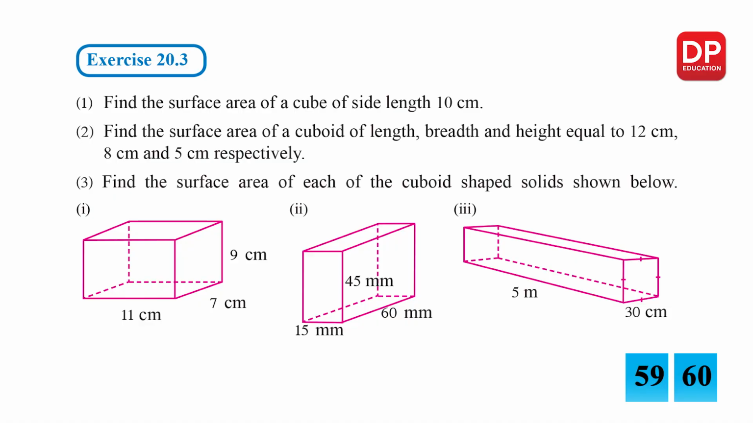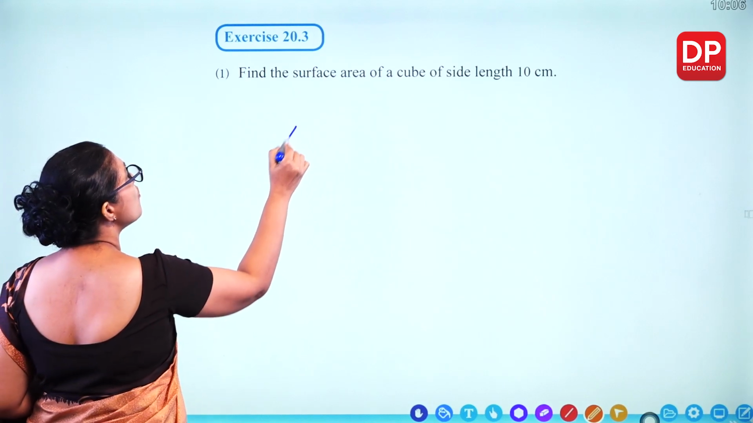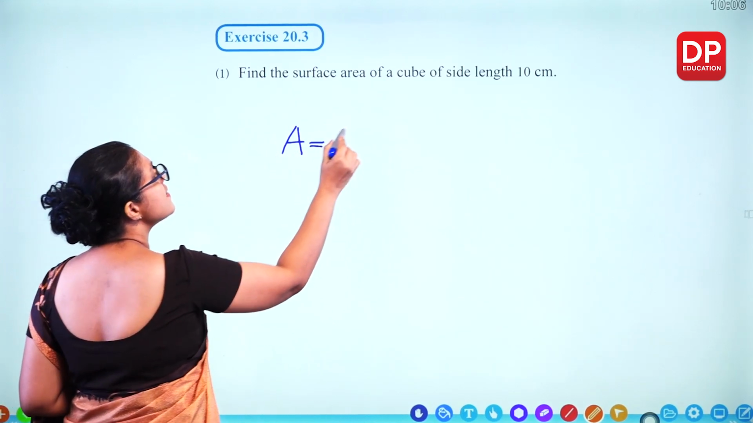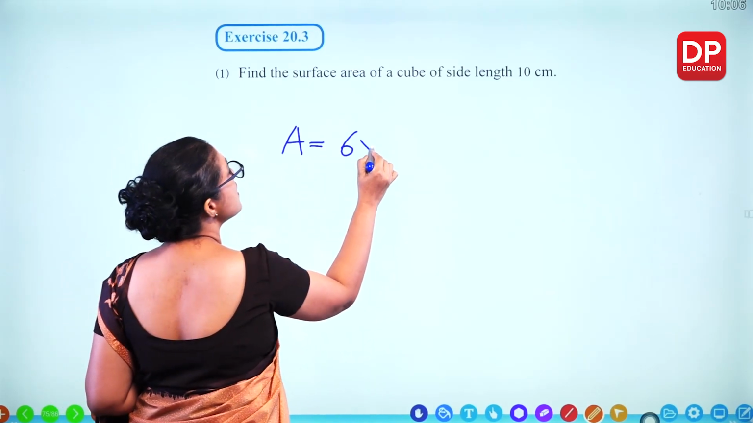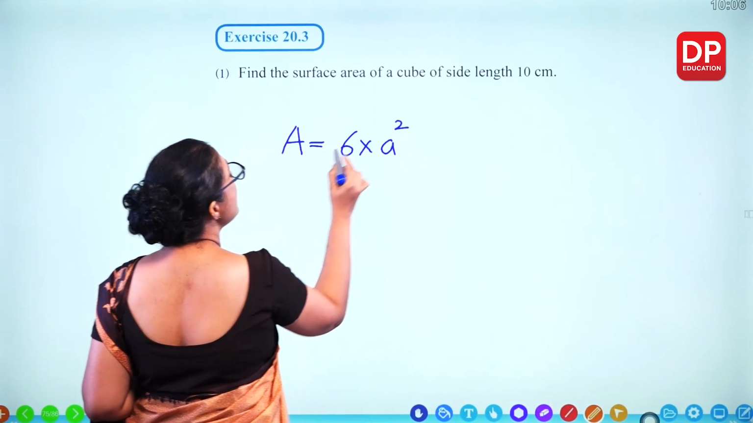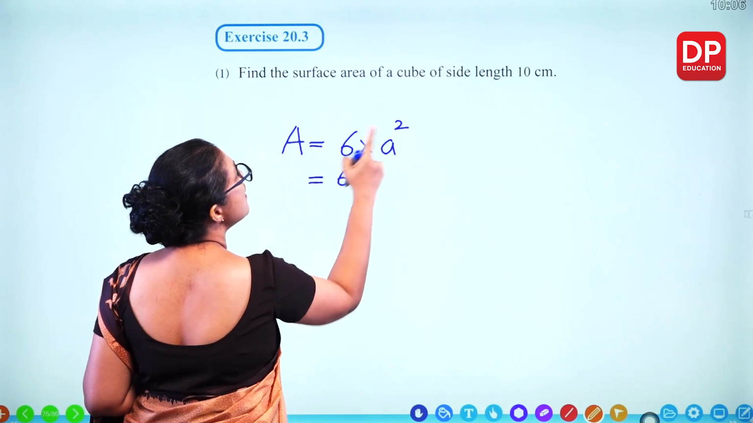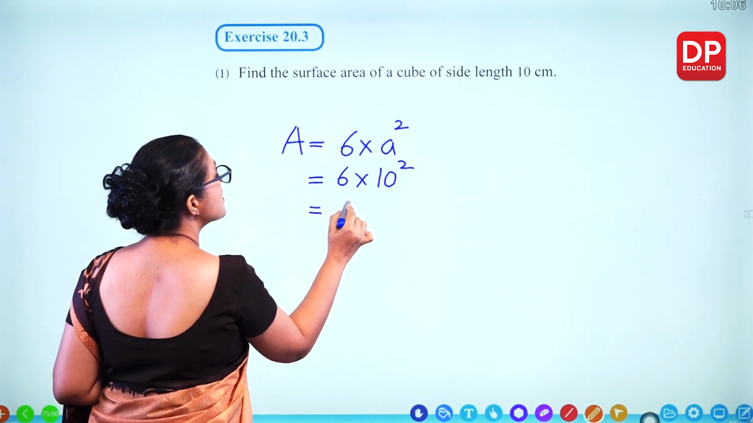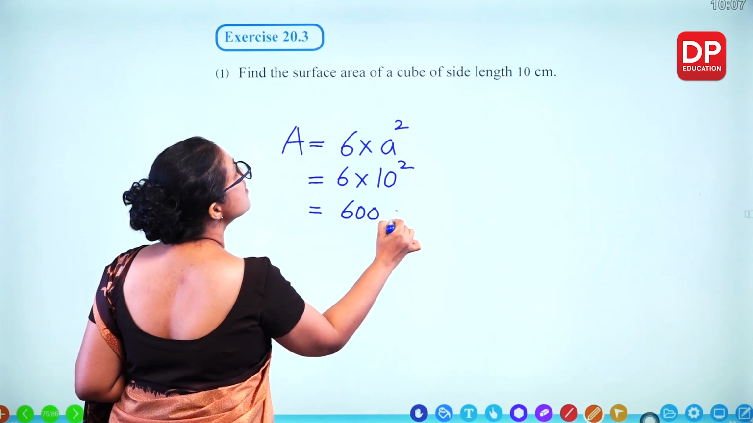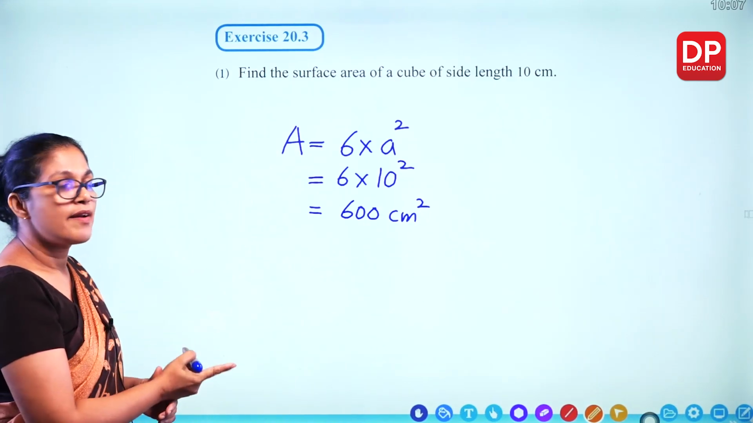Exercise 20.3, find the surface area of a cube of side length 10. So we know that we get 6 sides of the same square. So 6a squared, if a is the length of a side. So 6 times, length is 10, so 10 squared, 100 into 6, 600 square centimeters is the surface area of the cube.